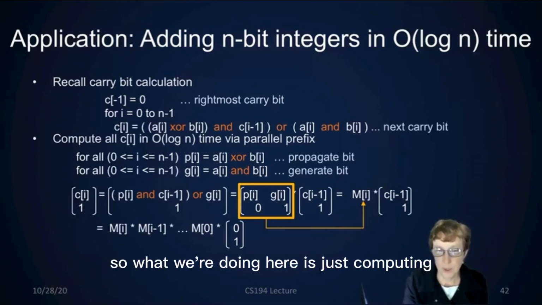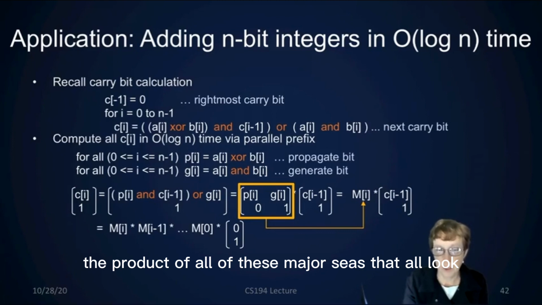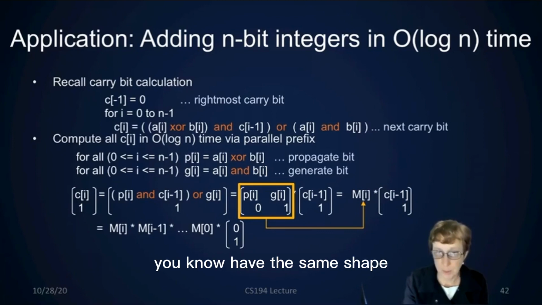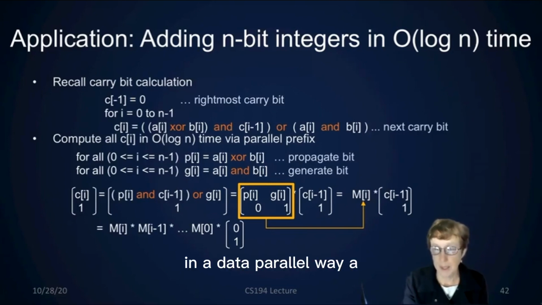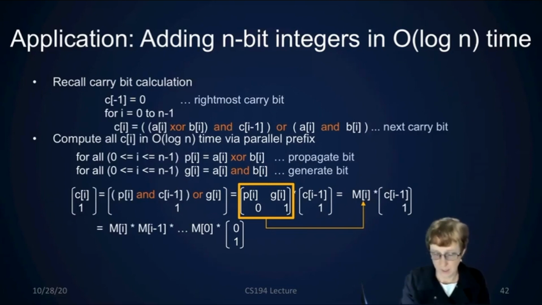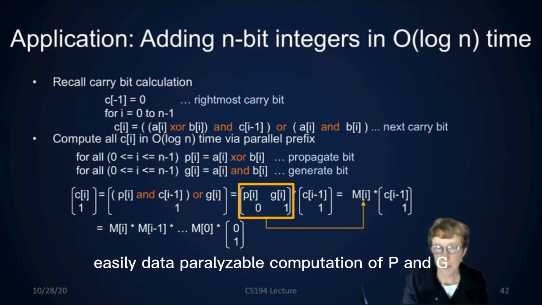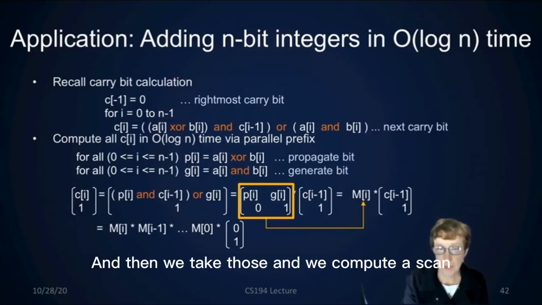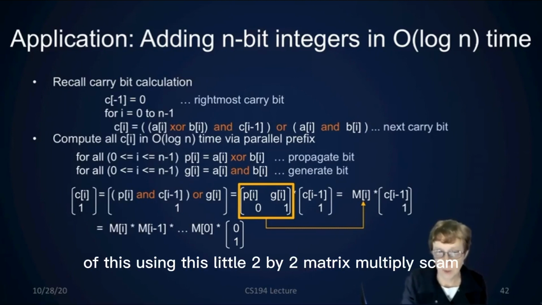So what we're doing here is just computing the product of all of these matrices that all have the same shape. They're different elements of PI and GI, which were computed in a data parallel way, an easily data parallelizable computation of P and G. And then we take those and we compute a scan of this using this little 2 by 2 matrix multiply scan.